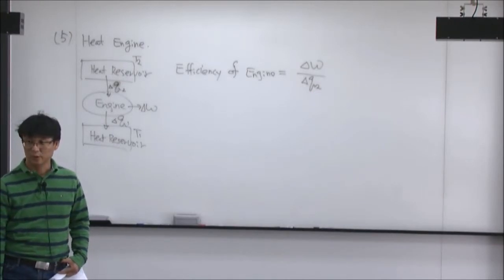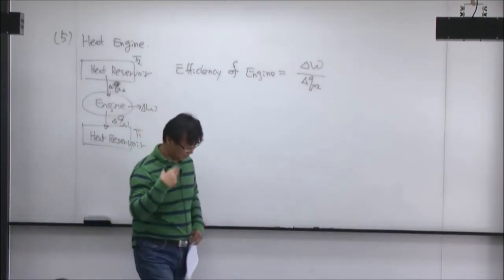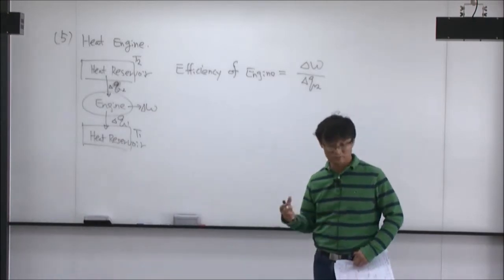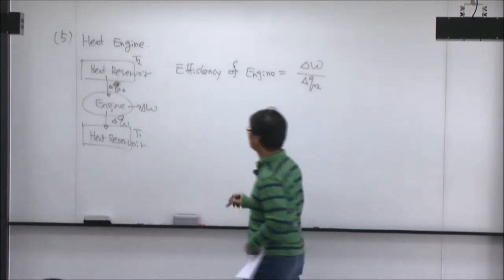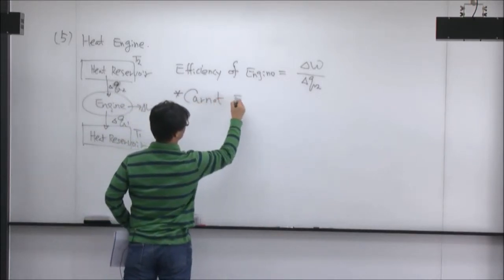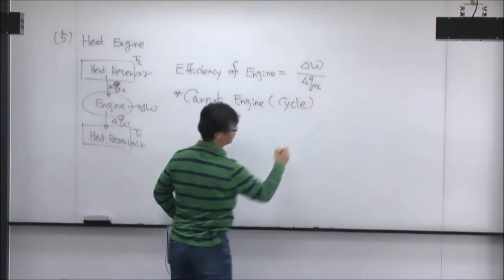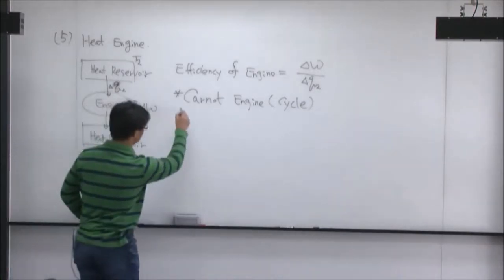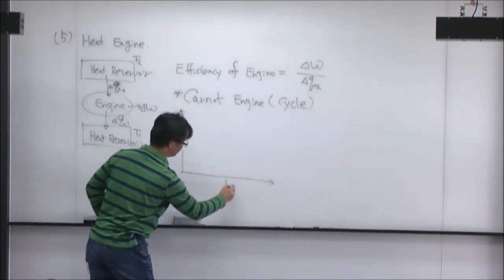Is that okay? And one of the most famous heat engines people conceptually designed is the so-called Carnot engine, which was proposed by the scientist called Carnot. Okay, so let's look at this one. Or they call it the Carnot cycle for the heat engine movement. So it's kind of a piston.